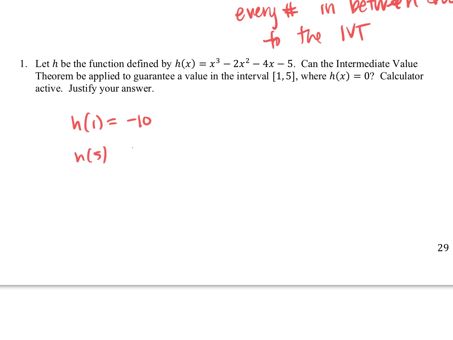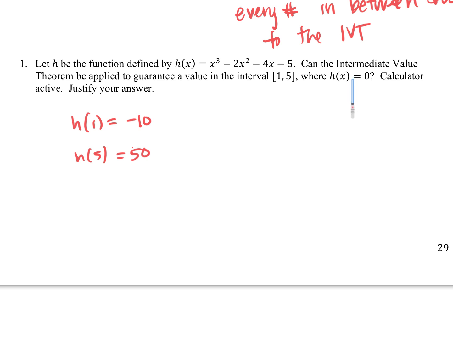Holy smokes. So if we got 5 cubed minus 2 times 5 squared minus 4 times 5. Let me know if I'm typing in anything wrong. And we got 50. Okay, look at what it says. Here's the function. Here are my values on the endpoints. Does my function have to equal 0 at some point?